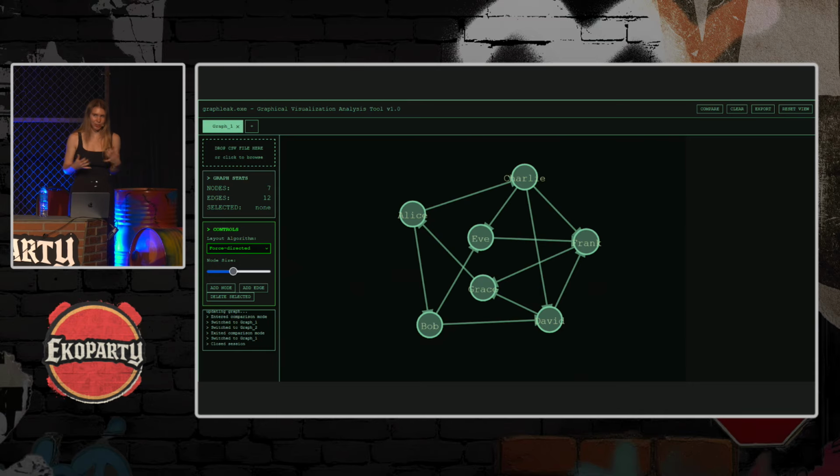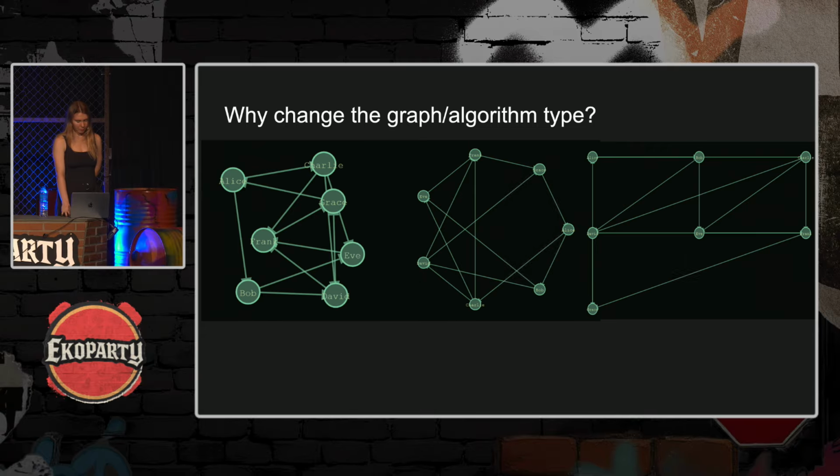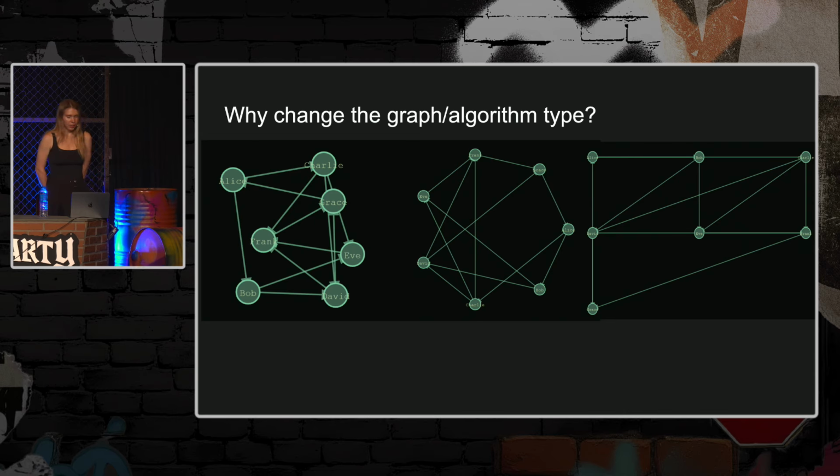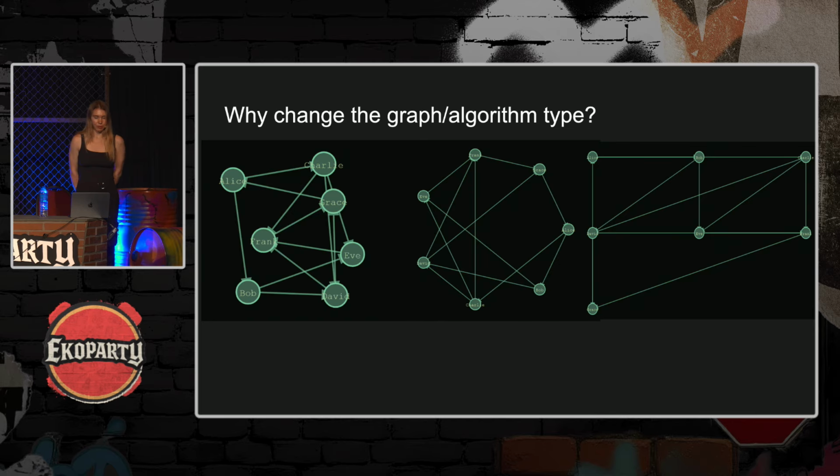So back to the tool. Here's a better view. All of these nodes connect to each other in a network. These three graphs contain all the same data, the same amount of nodes and edges. On the left, you see a force-directed graph. So these graphs are great for representing clusters and relationships.